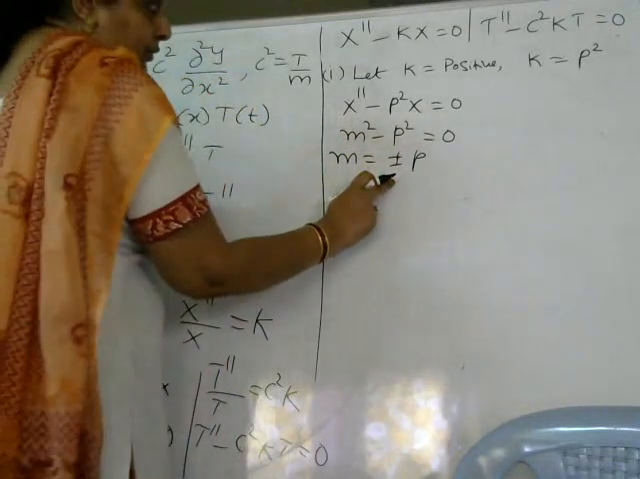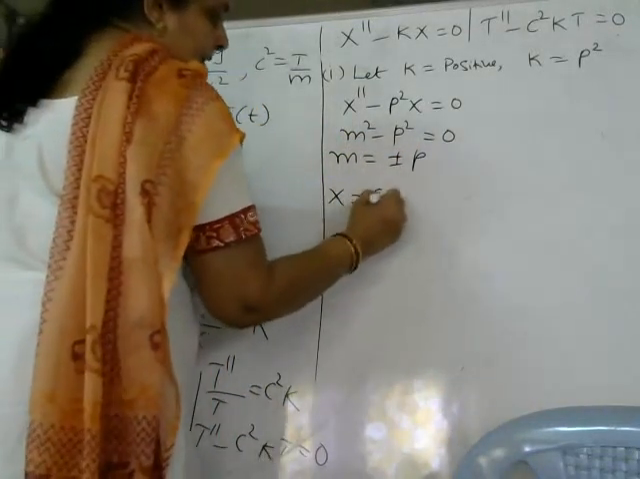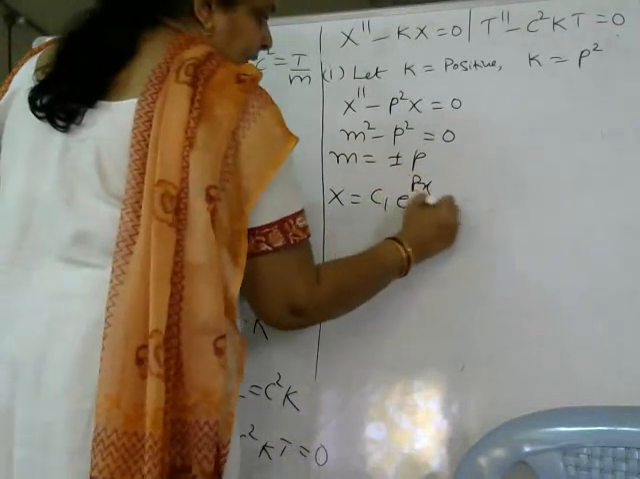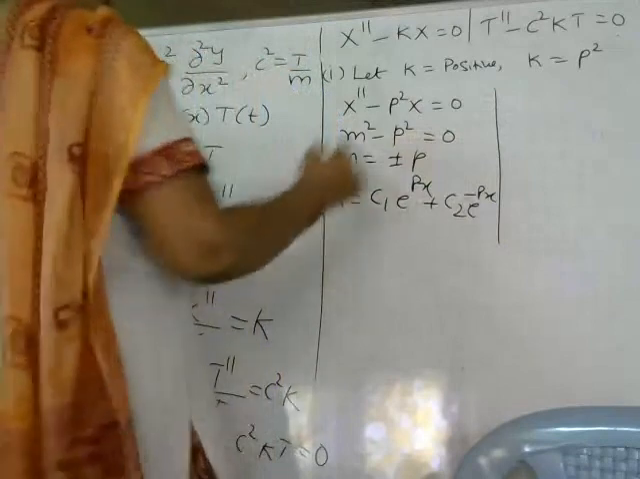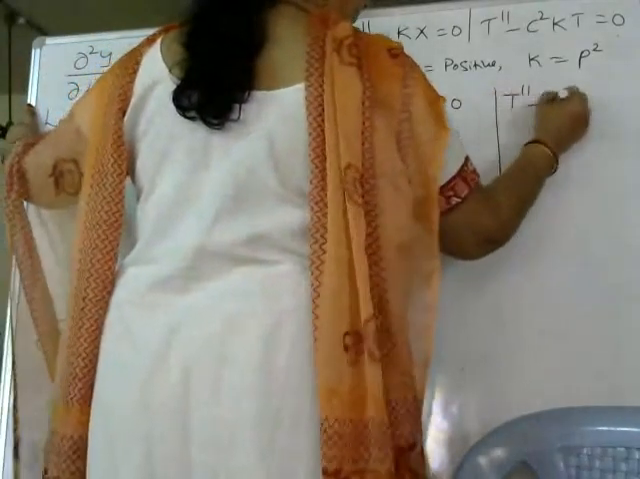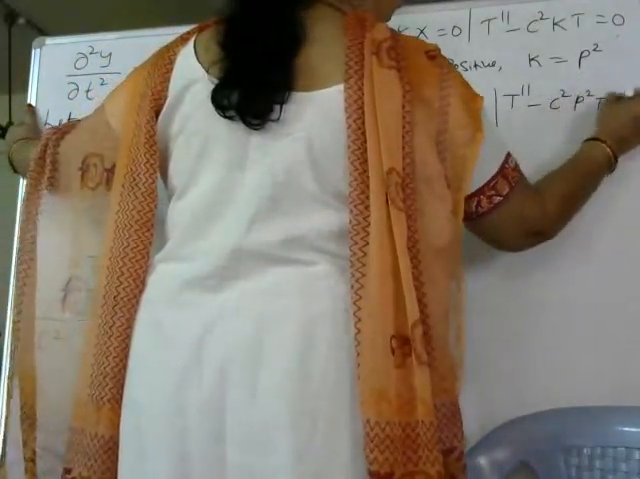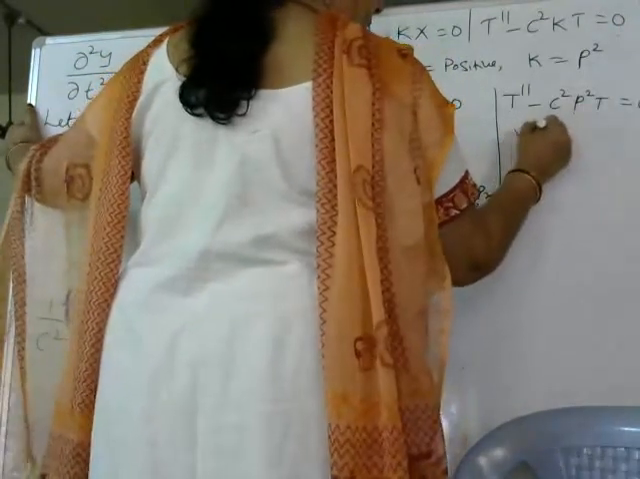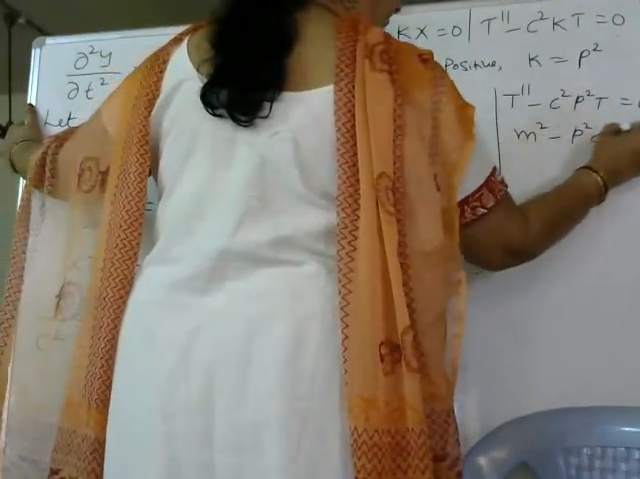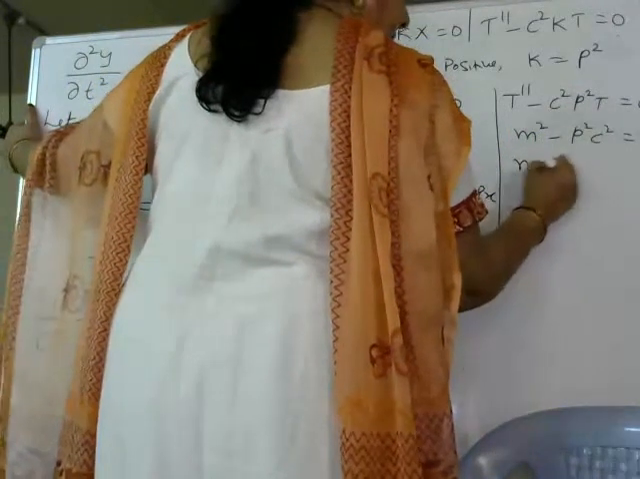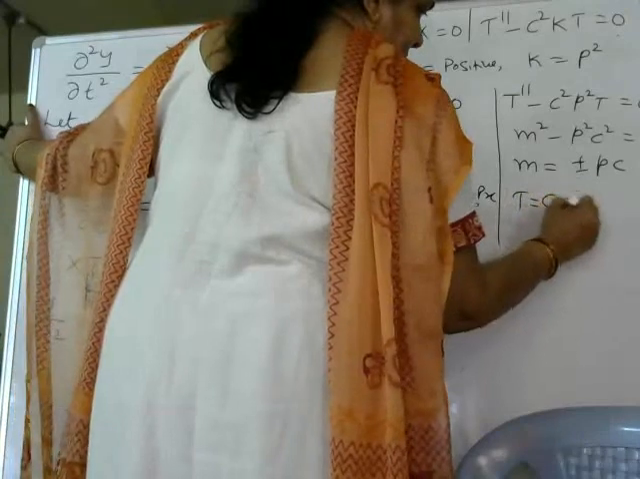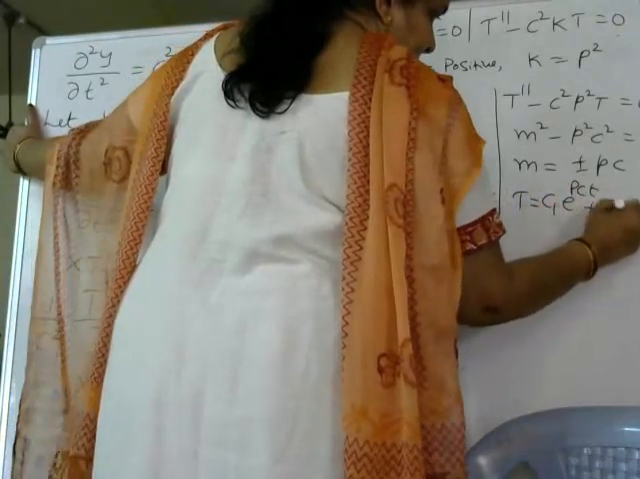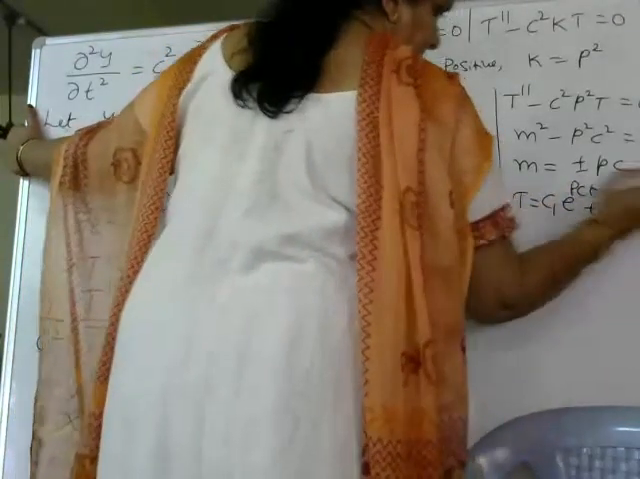Real and distinct roots. How do we write the solution? c1 e^(px) plus c2 e^(-px). Similarly, how does the equation of t reduce? t'' minus p²c²t is equal to 0. The auxiliary equation is m² minus p²c² equal to 0. m is equal to plus or minus pc. So t is equal to c3 e^(pct) plus c4 e^(-pct). We got the x value, we got the t value.